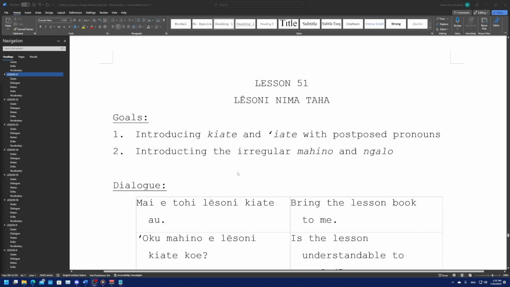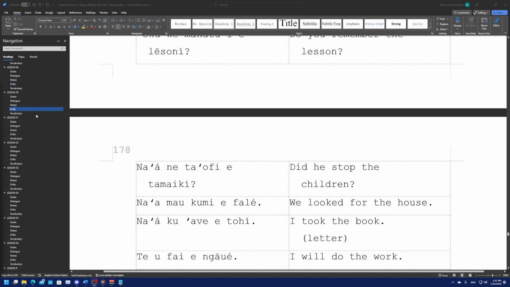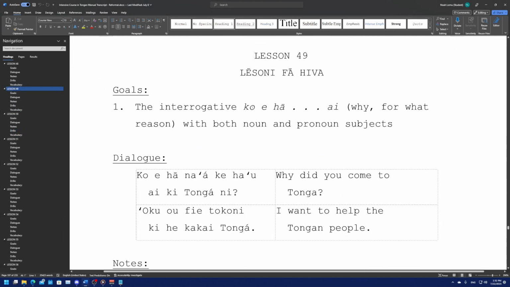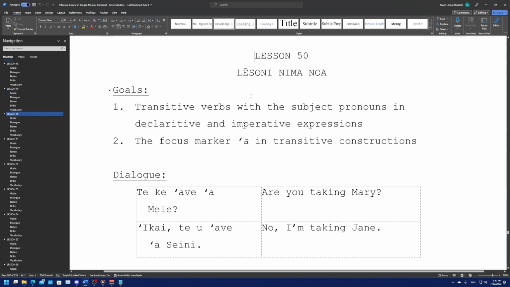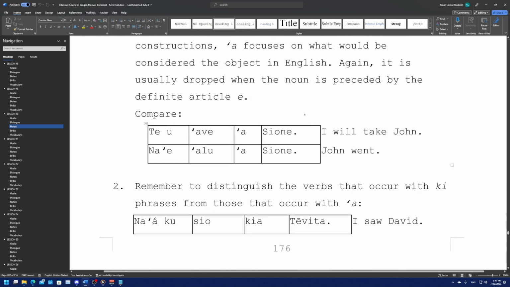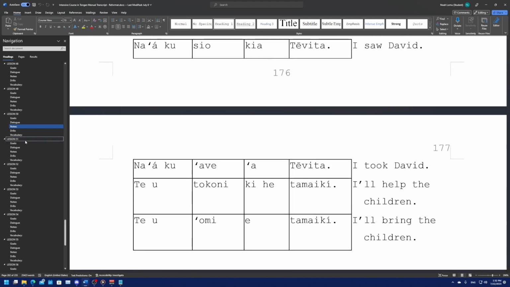Right, so we'll start with lesson 51. Last time we did 49 and 50. 49 was Y, so quite high, and that took a long time. And then at the end we did 50, which was just intransitive constructions. So we went through that.